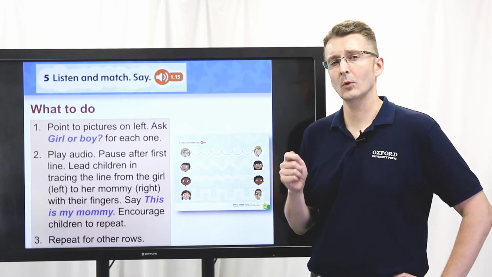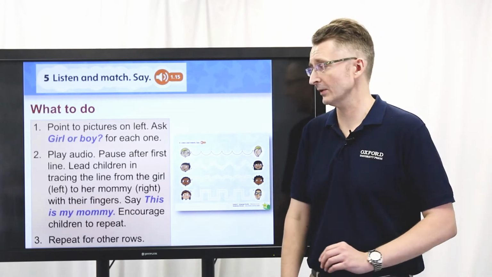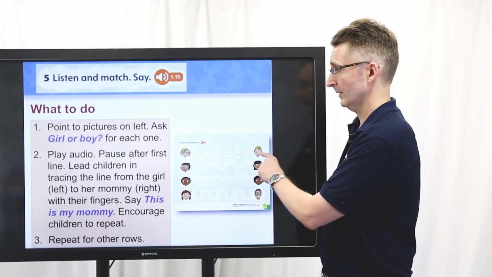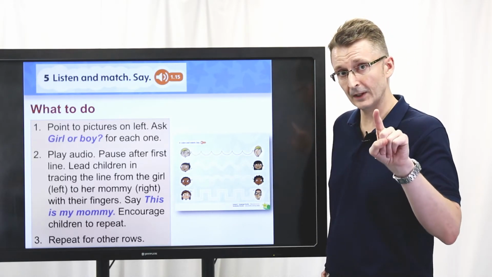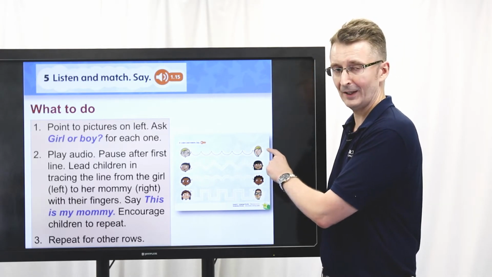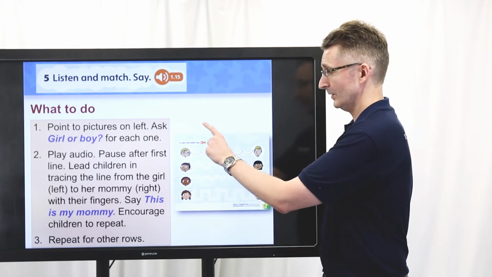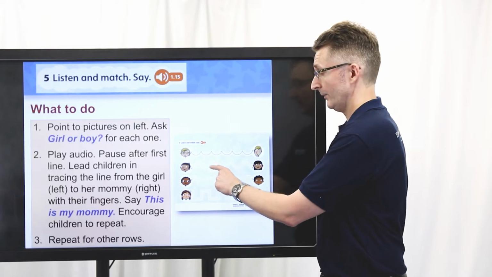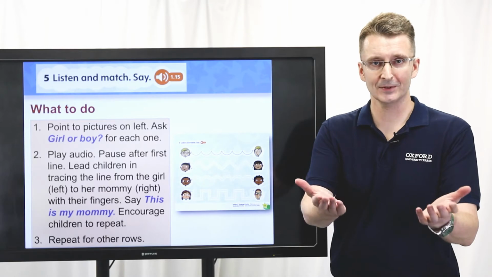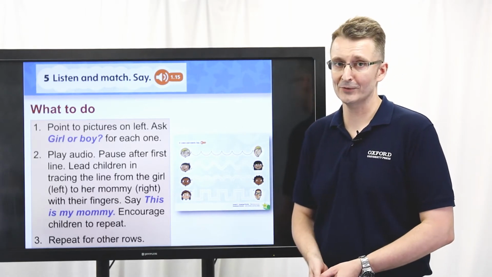So what you can do is pause after students hear a line and you lead the children in tracing the line from the girl here on the left to her mommy on the right. Okay, and then students copy you with their fingers. And when you get to the end, the teacher says, "This is my mommy," and students repeat, "This is my mommy." And then you move down to the next picture. Trace the line with your finger and then say, "This is my sister. This is my sister," and so on. And you would repeat with all of the rows.